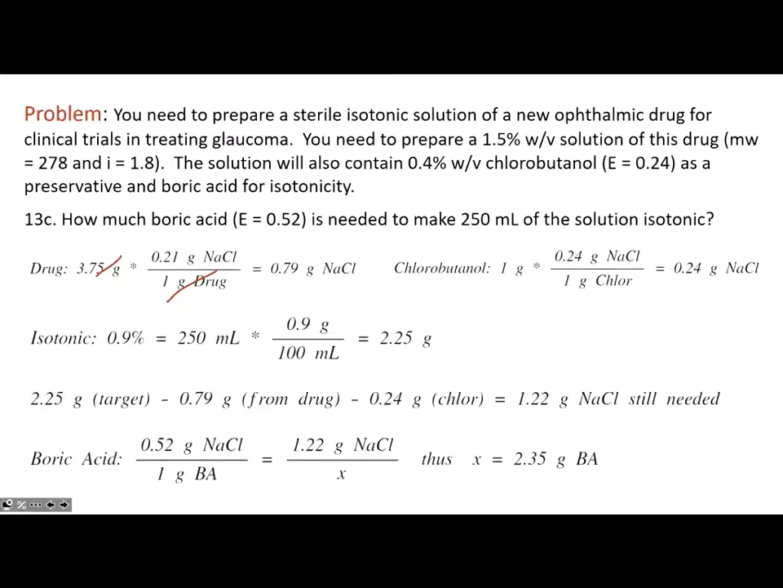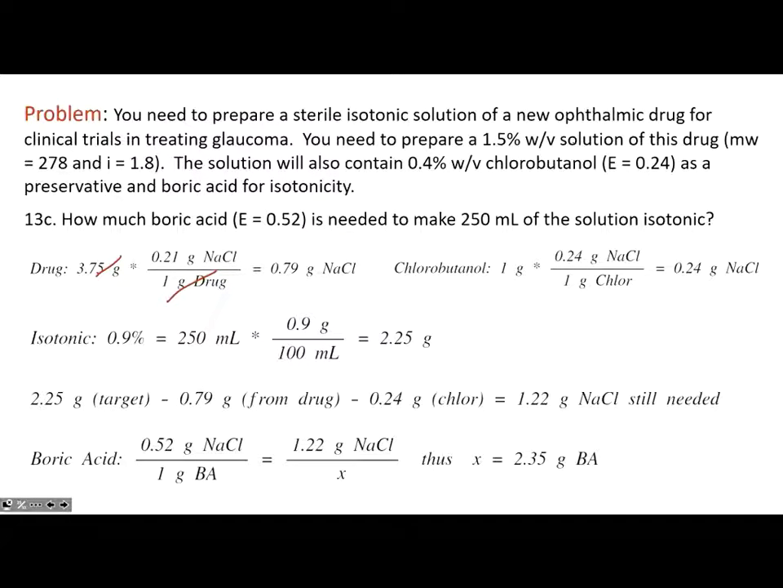Well, that's okay because I have the E value for boric acid, so I know 0.52 grams of sodium chloride is equivalent to 1 gram of boric acid, so I can just set that equal to my 1.22 target amount of sodium chloride over X. X would be the grams of boric acid to provide the right amount of equivalent sodium chloride. So solve for X and I get 2.35 grams of boric acid.